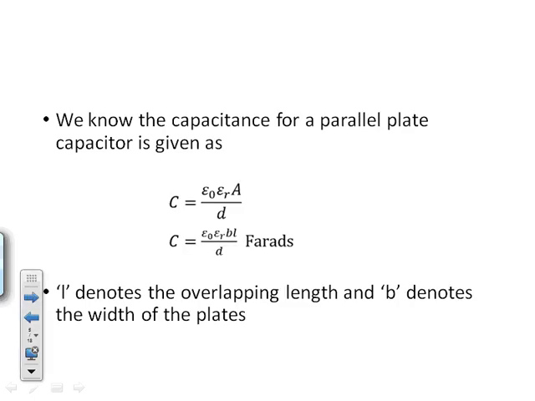We know that the capacitance of a parallel plate capacitor is expressed as C is equal to epsilon naught epsilon R into A divided by D, where A is equal to B into L, L denotes the overlapping length and B denotes the width of the plate. That is the area. So we can represent C is equal to epsilon naught epsilon R B into L divided by D farads.